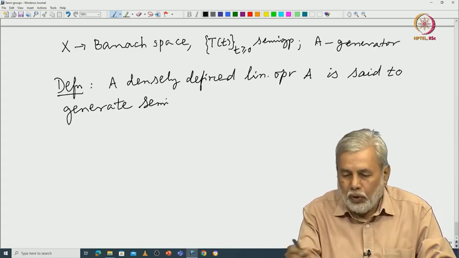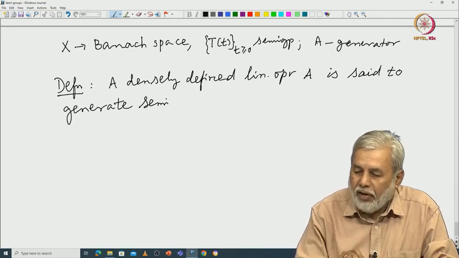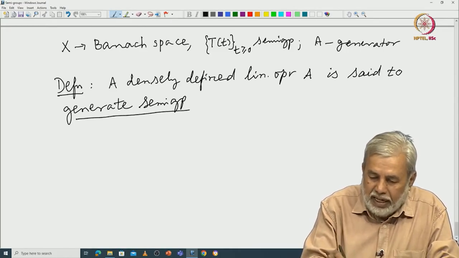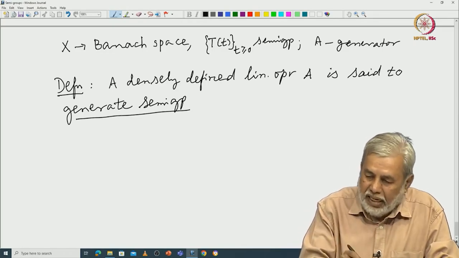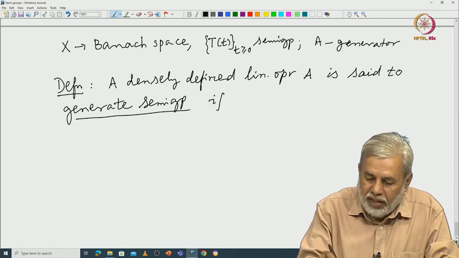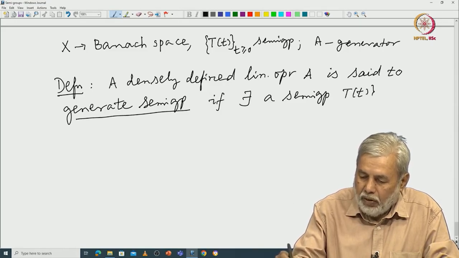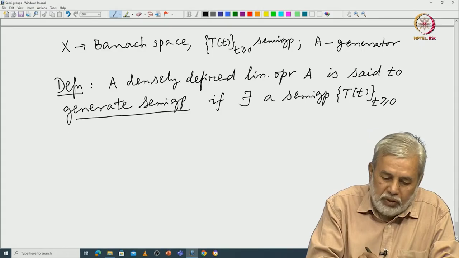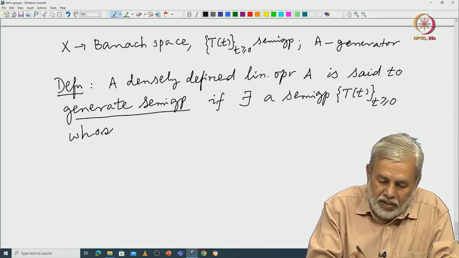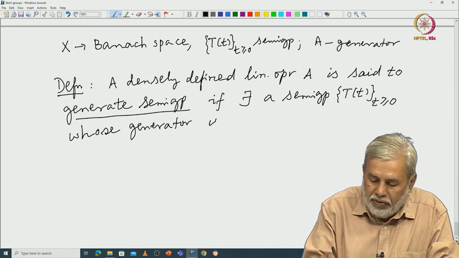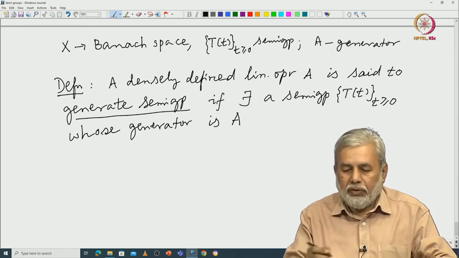So given a semigroup, we know how its generator is defined, and now it's the converse. So this is the concept. We say that a linear operator generates a semigroup if there exists a semigroup T(t) whose generator it is. Once a semigroup is given, we know that it has a generator. Okay, so that's the definition.